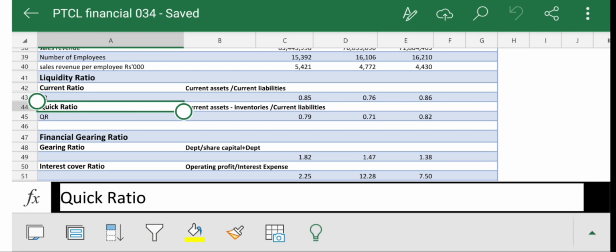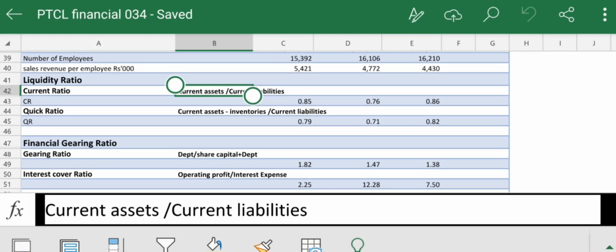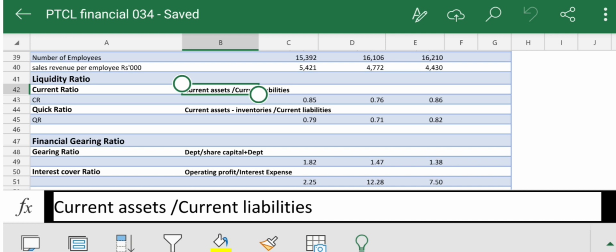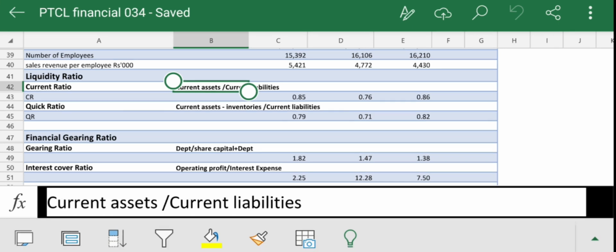Next is the quick ratio. The quick ratio formula is current assets minus inventories divided by current liabilities. Get all from the balance sheet. Quick ratio of the PTCL in 2020 is 0.82 times, in 2021 is 0.71 times, and in 2022 0.79 times.